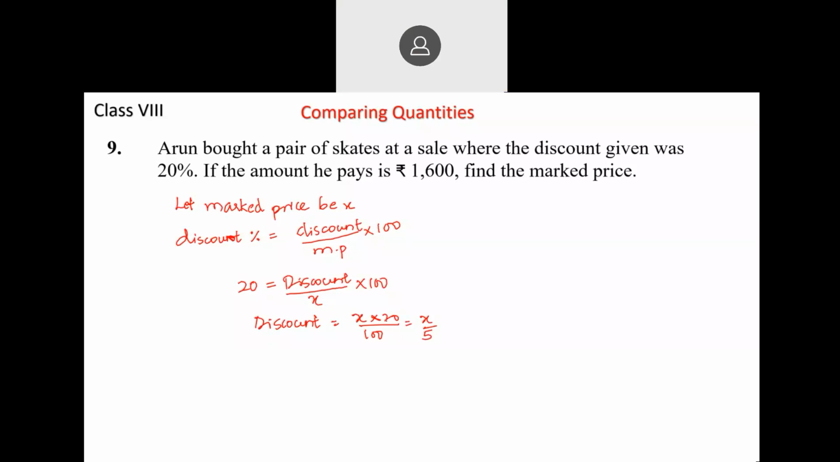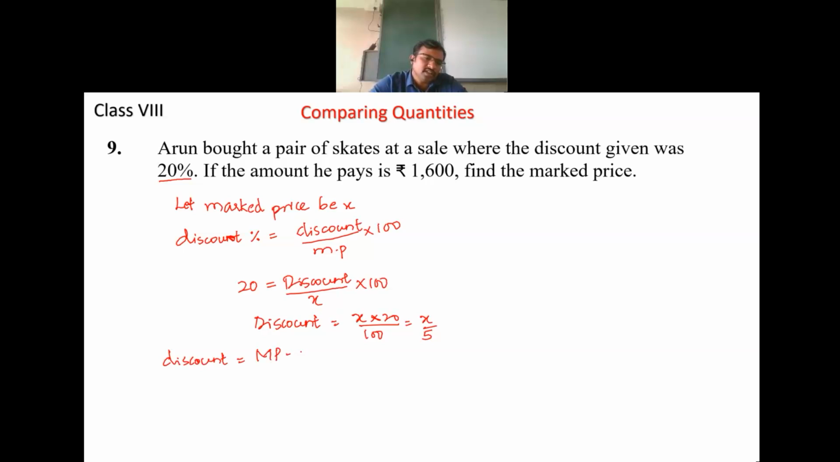Yes, what's the doubt? Sir, can we take the discount as X minus 1600? Why? Because the market price is X, sir, and the price he pays is 1600. So X minus 1600. But the thing is, they have not given the discount. They have given the discount percent. So we should not take it like that. First, we have to find it. Now, what you are saying, that formula we are going to use: discount is market price minus sale price.